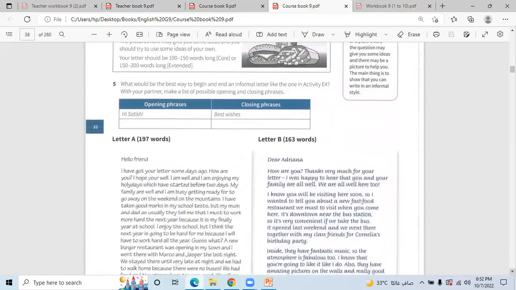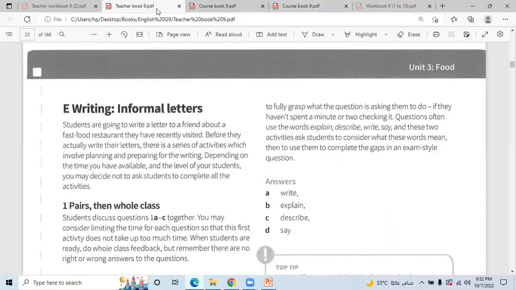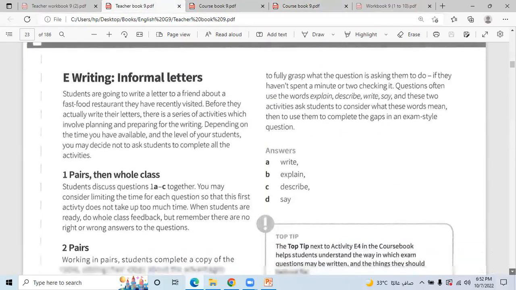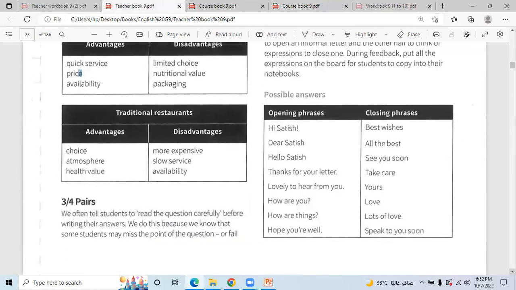Number 5. What would be the best way to begin and end an informal letter like the one in activity E4? With your partner, make a list of possible opening and closing phrases. Okay, and like we have done, start with the writing question earlier, then see the opening and closing phrases. Opening phrases like "Hi Satish," "Dear Satish," "Hello Satish," "Thanks for your letter," "Lovely to hear from you," "How are you?" "How are things?" "Hope you're well." Closing phrases here: "Best wishes," "All the best," "See you soon," "Take care," "Yours," "Love," "Lots of love," "Speak to you soon."